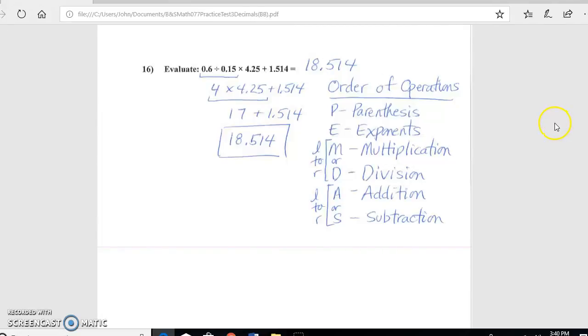This is the practice test for decimals. Here we're working on problem number 16, and the problem asks us to evaluate this expression.